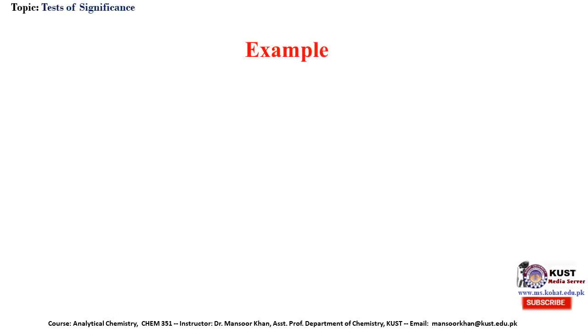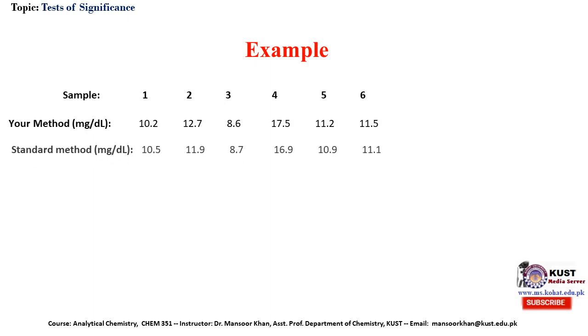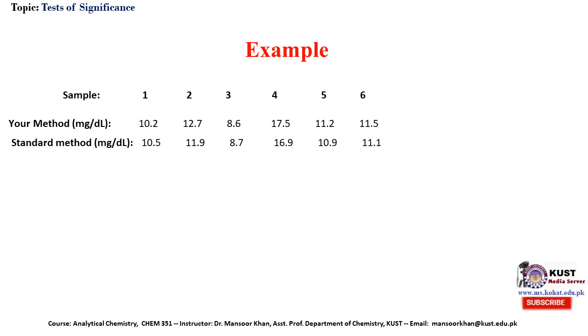Example. Here we will take an example which will explain how the paired t test can be applied. So here are samples 1, 2, 3, 4, 5, 6. This is your method. The values are 10.2, 12.7, 8.6, 17.5, 11.2 and 11.5. This is the standard method: 10.5, 11.9, 8.7, 16.9, 10.9 and 11.1.